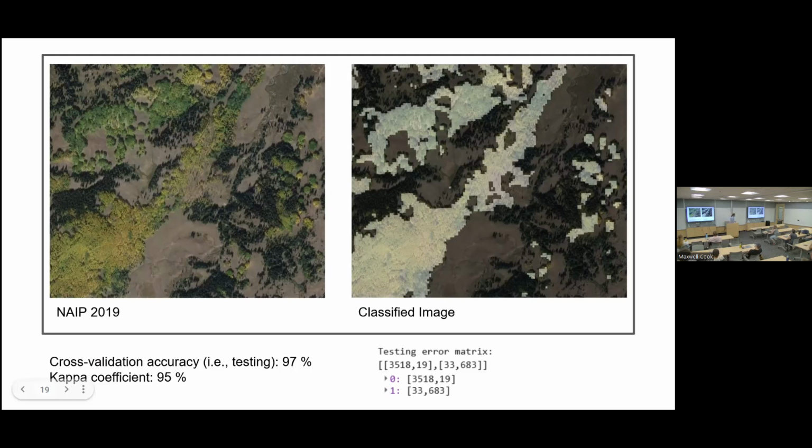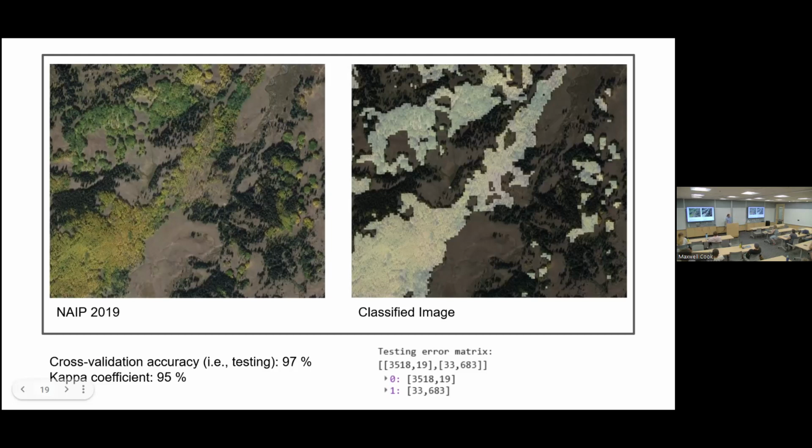This is just a snippet of the testing error matrix. What we're seeing here is that 3,500 were correctly classified as Aspen in our train set, 819 incorrect, and then in our test set, 33 incorrect, 683 correct, right? So we're seeing pretty high accuracy levels, at least as a gut check from the model results, out of bag error.